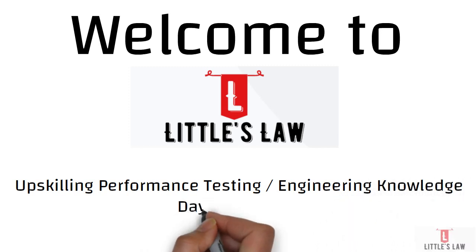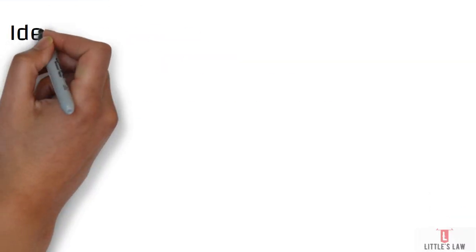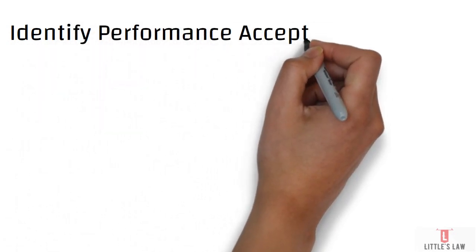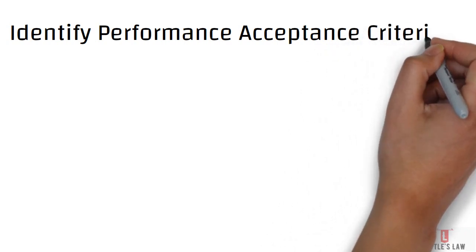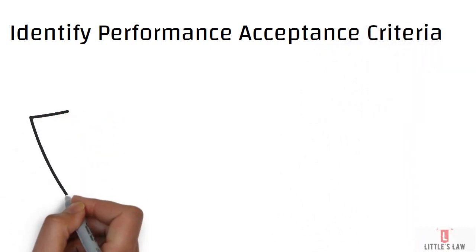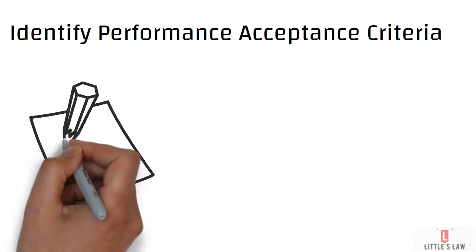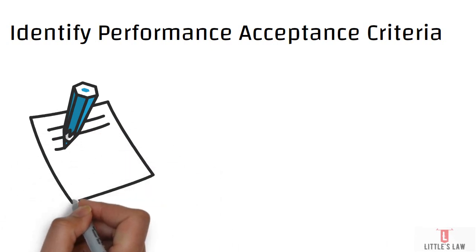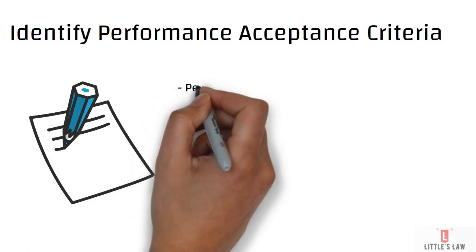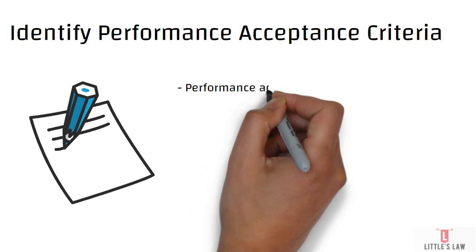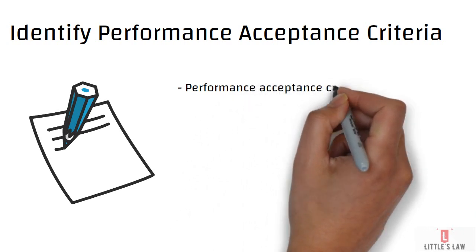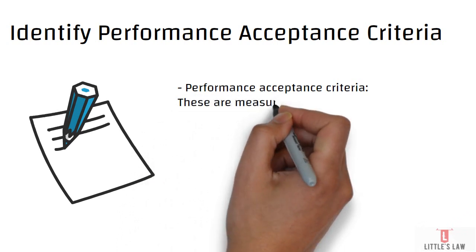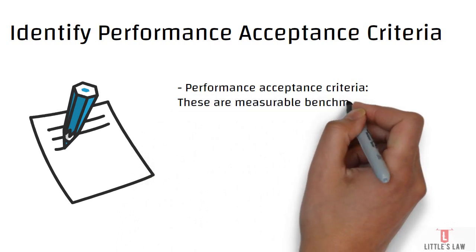So now we will see the first part of this topic, which is the identification of the performance acceptance criteria. The performance acceptance criteria are the measurable benchmarks that define what constitutes acceptable performance for an application. It is very crucial to identify or estimate these criteria early in the development life cycle to ensure that the application meets the performance expectations of users and stakeholders.